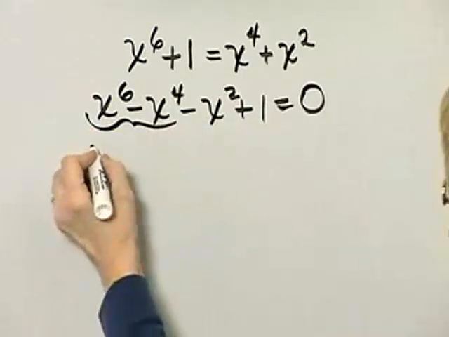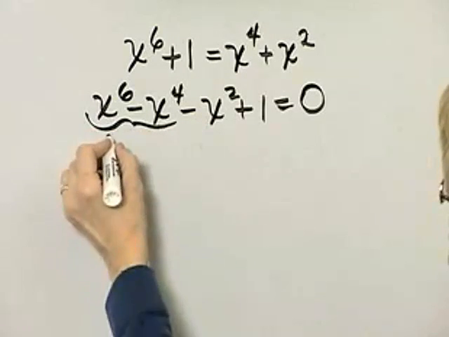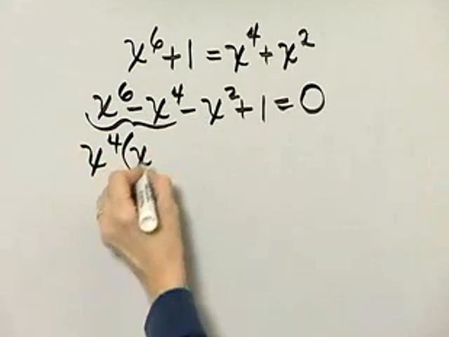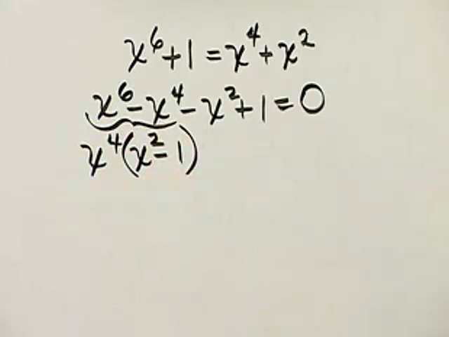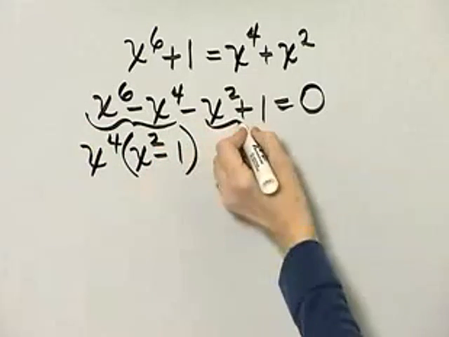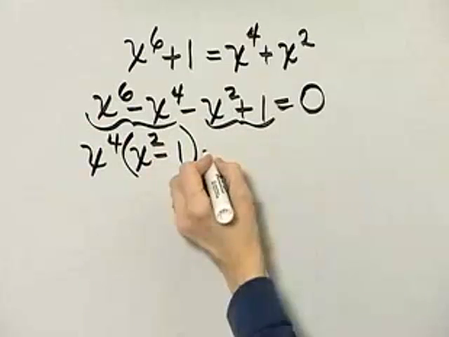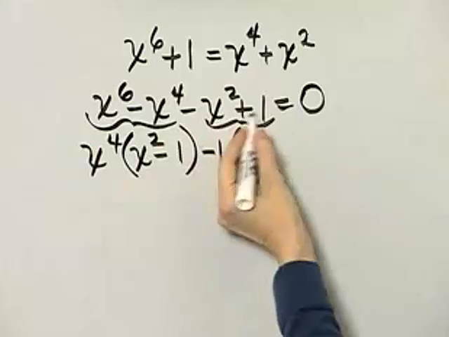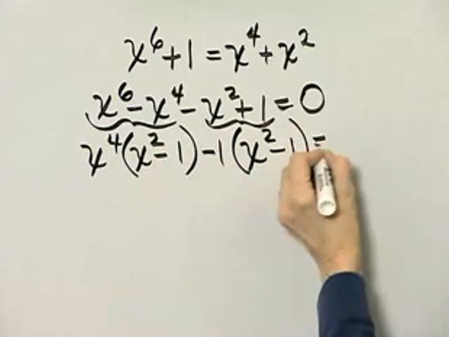In these two terms, I have a common factor of x to the 4th. If I factor it out, I have left x squared minus 1. What about in these two terms? Well, let's see. I can factor out a negative 1, and if I do so, notice I'll have x squared minus 1 left. X squared minus 1.